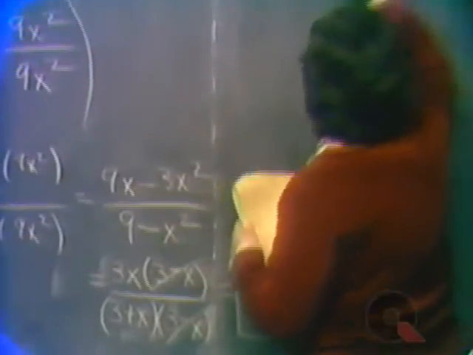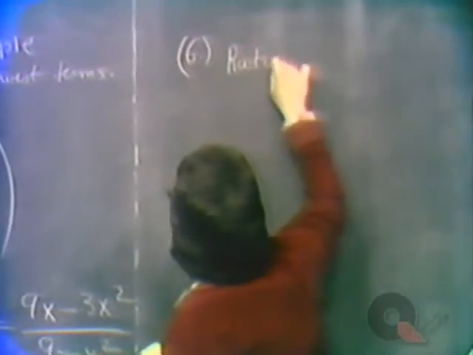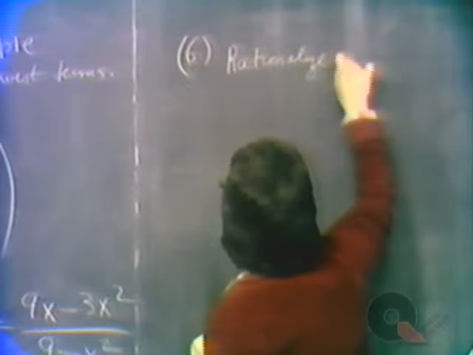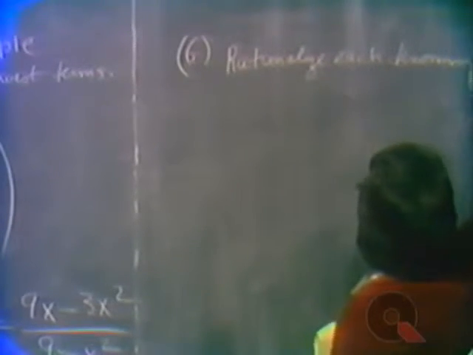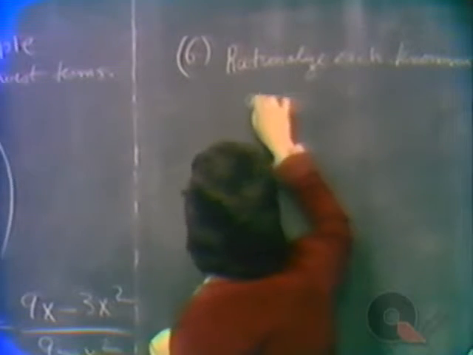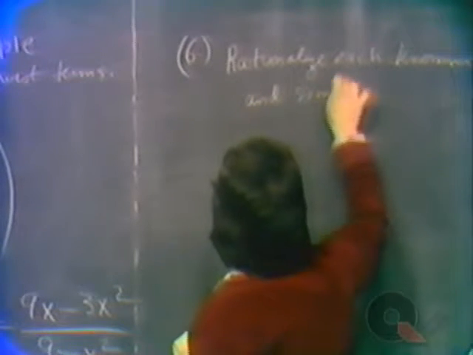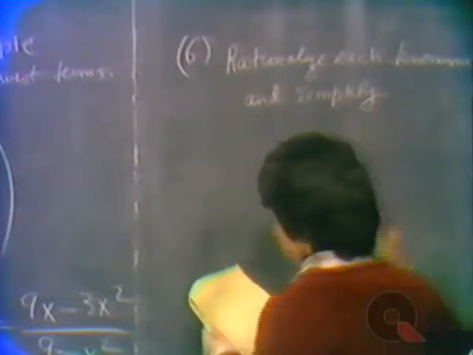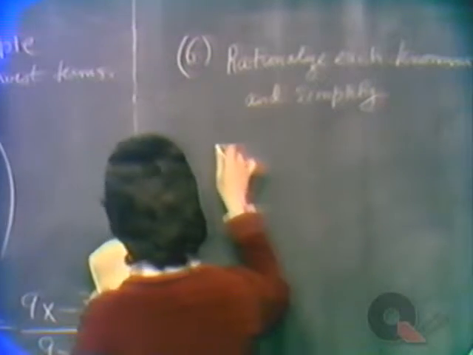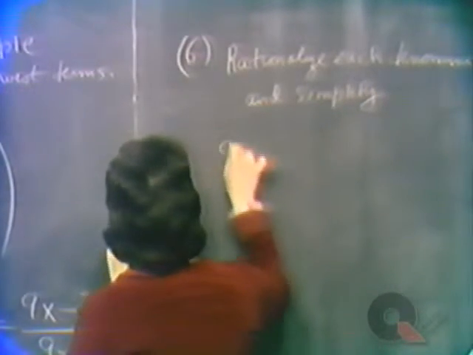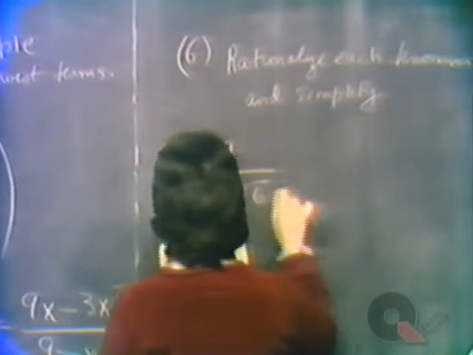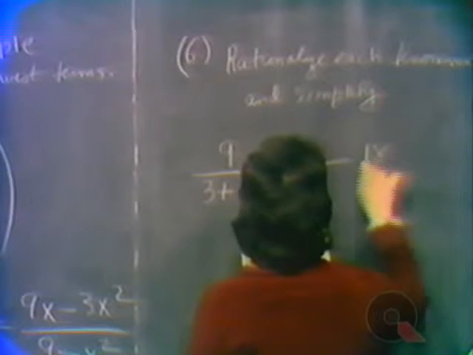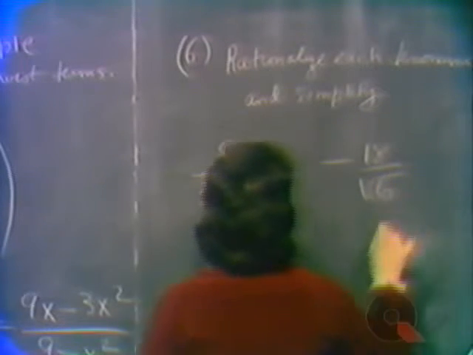In 6, we want to rationalize each denominator and simplify. Nine over 3 plus the square root of 6 minus 18 over the square root of 6.